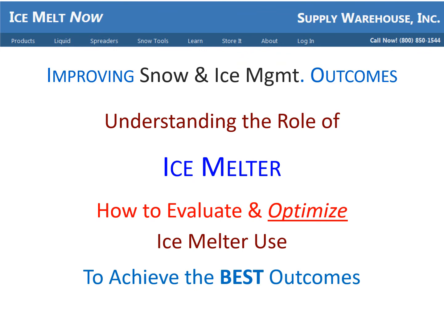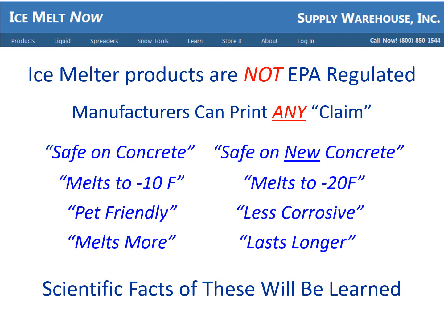To get better outcomes, understanding the role of ice melter is key. Learning how to evaluate and then optimize ice melter use significantly helps you achieve the best outcomes more effectively and efficiently. In evaluating ice melters, the first thing to know is that ice melters are not an EPA-regulated chemical. Manufacturers can print any claim they wish, and they do.